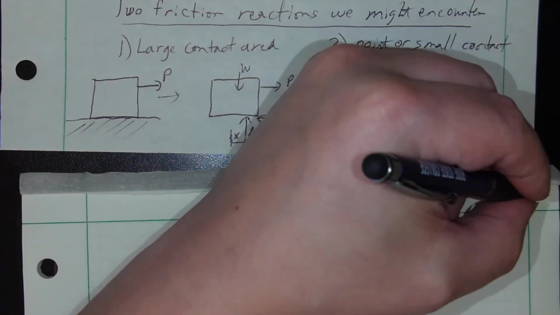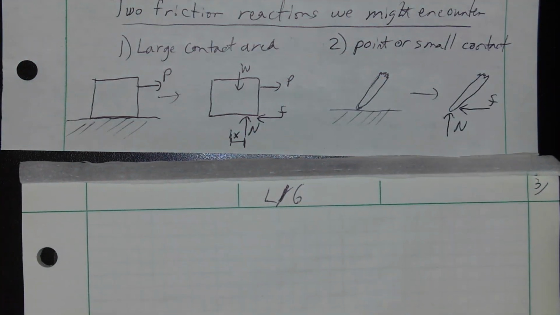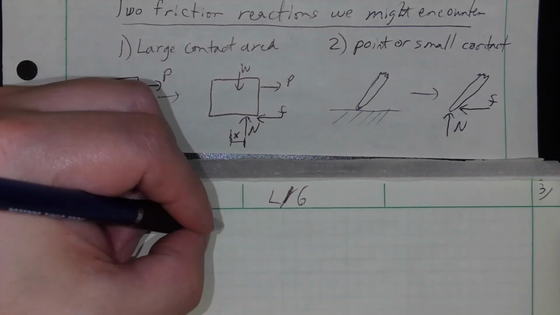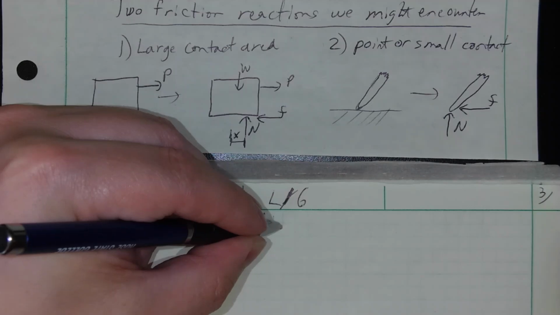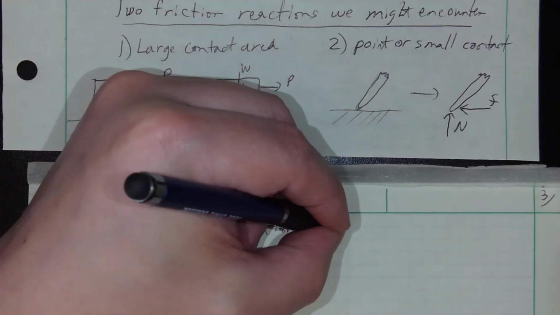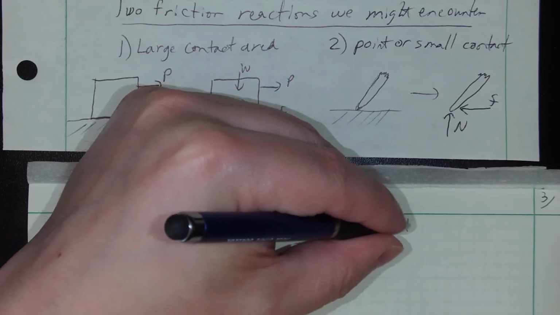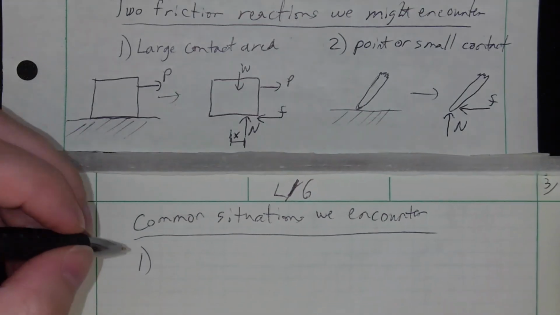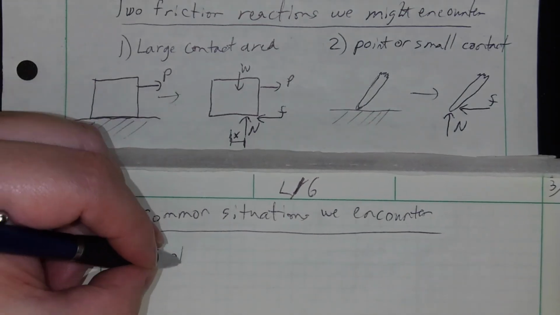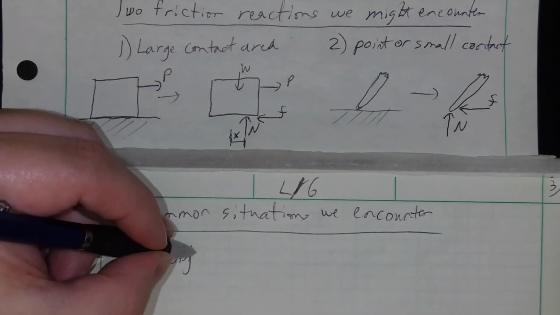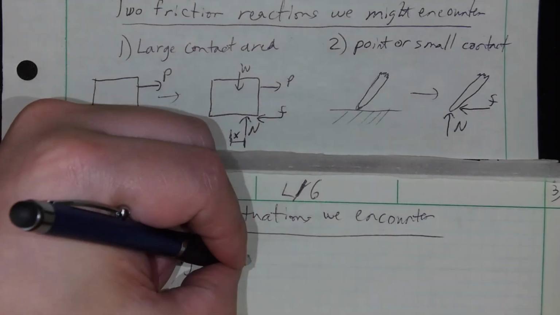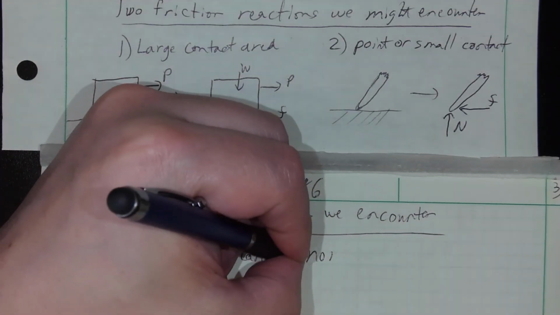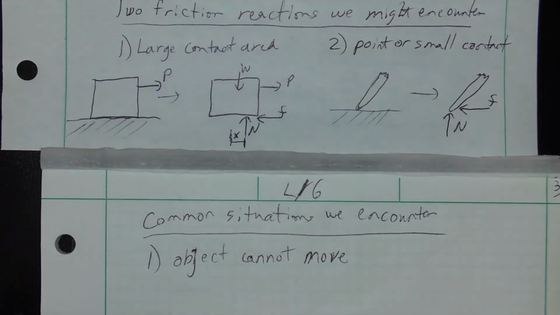Lecture 16, this is going to be page 3. So common situations we might encounter in this class concerning friction. Situation number 1, the object cannot move.